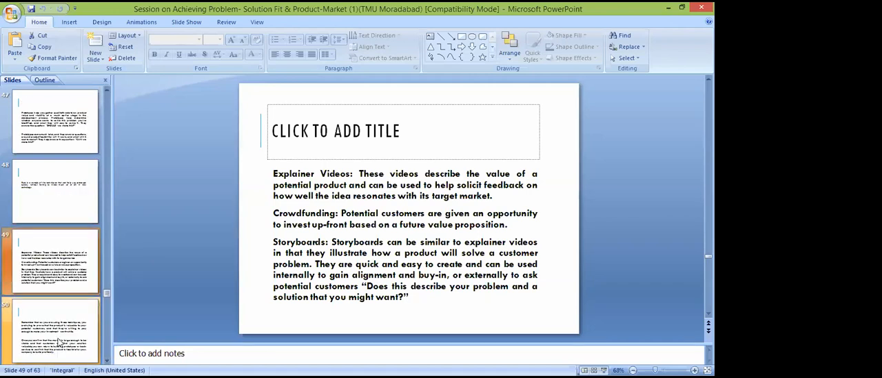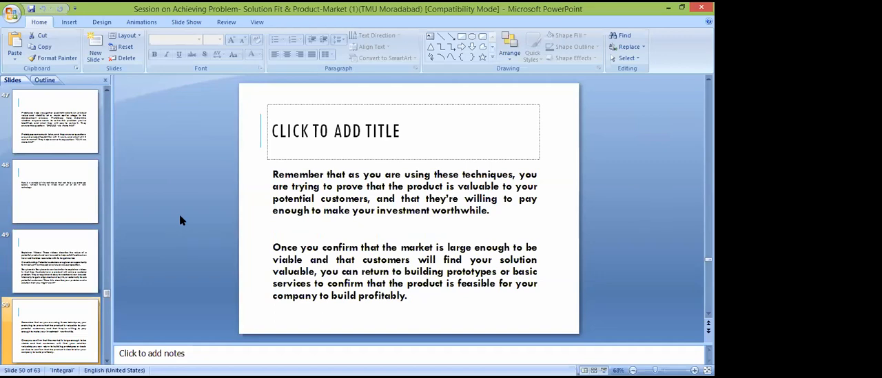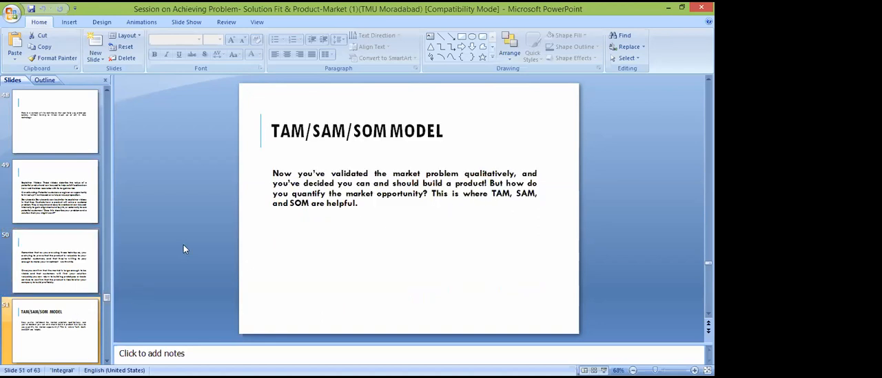Of course, brainstorming is also an important ideation technique. Prototyping is also there. Remember that as you are using these techniques, you are trying to prove that the product is valuable to your potential customer and that they are willing to pay enough to make your investment worthwhile. Once you confirm that the market is large enough to be viable and that customers will find your solution valuable, you can return to building prototypes or basic services to confirm that the product is feasible for your company to build profitability.